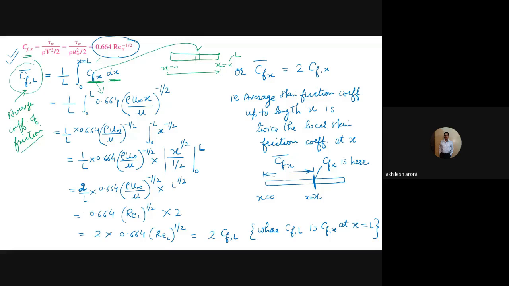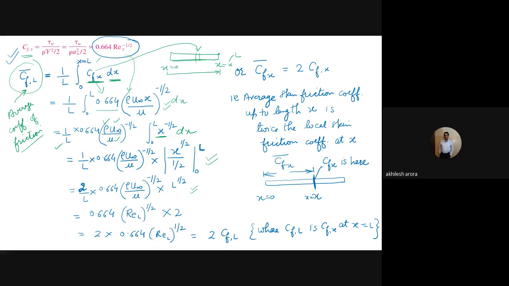The value of CFX comes from this particular equation. It is equal to 0.664 times rho u infinity x divided by mu, because this is the Reynolds number definition, raised to the power minus 1 by 2. Here I have to use dx also, which I had missed out. Rho, u infinity and mu are all constant; the only variable is x raised to power minus 1 by 2. So we can integrate it, and you can see this integration, or do it yourself.